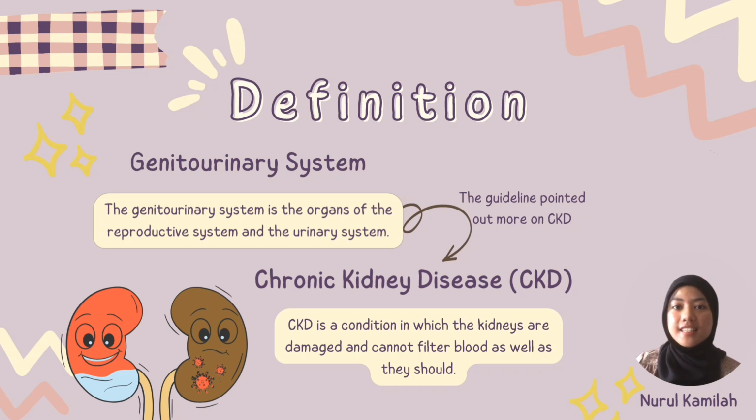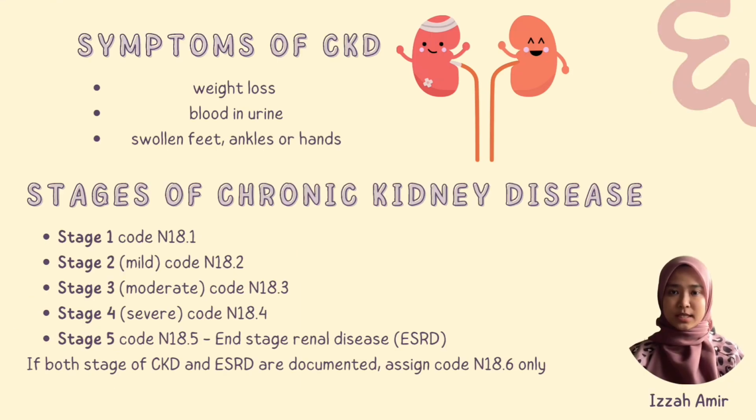Based on ICD-10-CM official guidelines for coding and reporting, this chapter has pointed out more on chronic kidney disease, which is also known as CKD. CKD is a condition in which the kidneys are damaged and cannot filter blood as well as they should. Moving on to symptoms of CKD. The symptoms that can be detected for a CKD patient are weight loss, blood in urine and swollen feet, ankles or hands. And the severity of CKD is designated by stages 1 to 5.